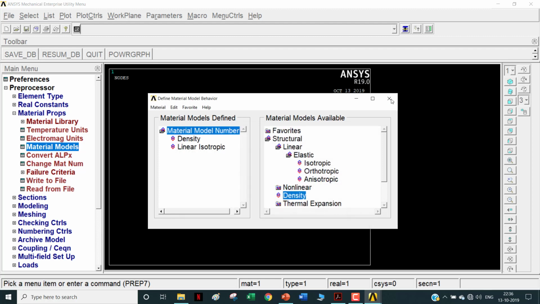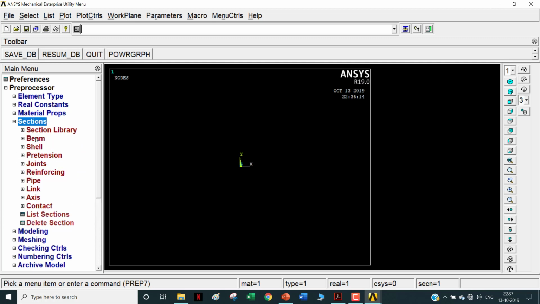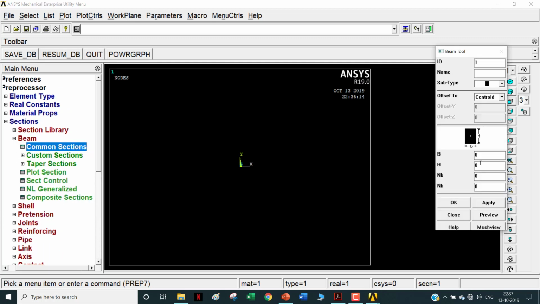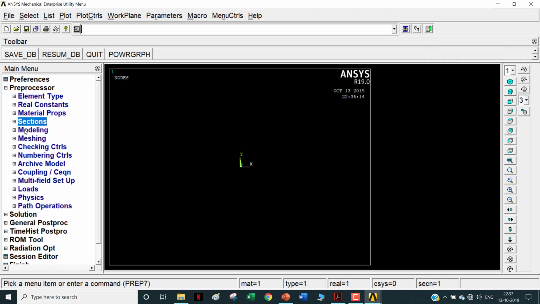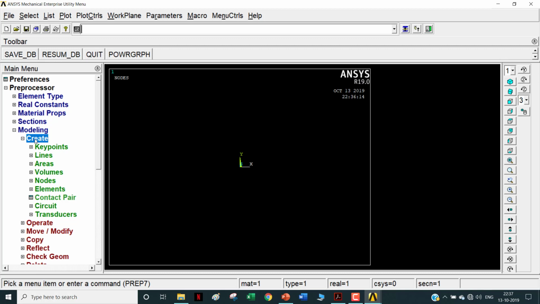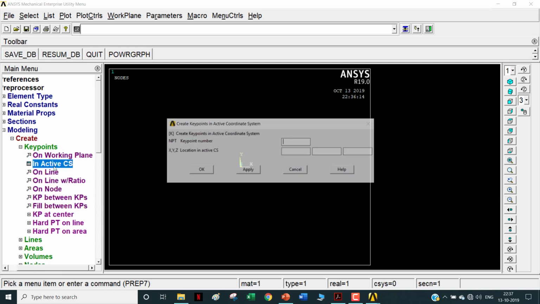Okay, close. Next, come to sections, beam, common sections, and 0.05 meters. That is 50 mm and 0.05 meters, right? Click on OK. Now modeling the problem. This is similar to what we have seen in our beam, calculating the deflection, shear force and bending moment diagram for a beam. So this is the same case. So you can follow the same procedure. Key point 1 at the location 0, 0, 0, apply, and the second key point, number 2, at a distance of 1 meter, which is in SI unit.